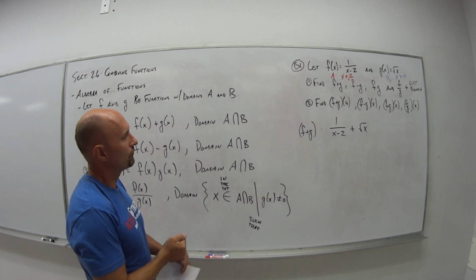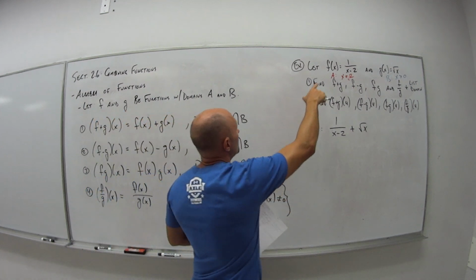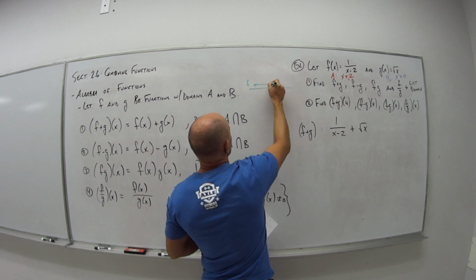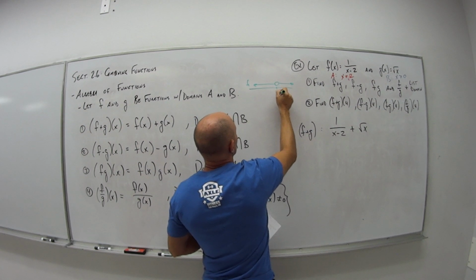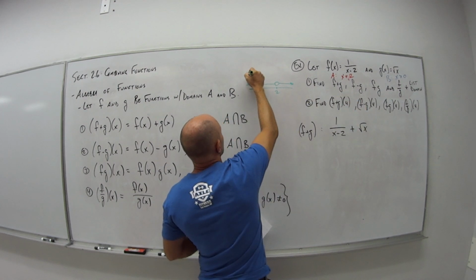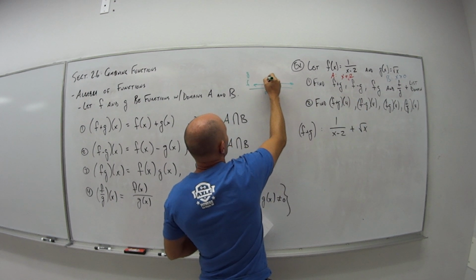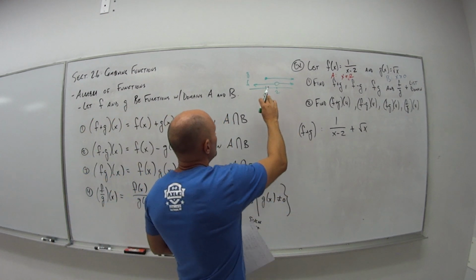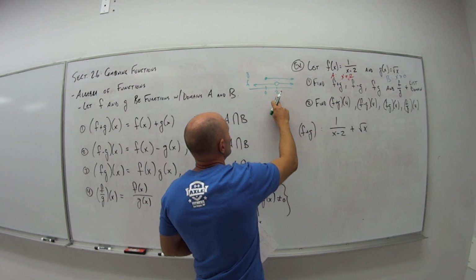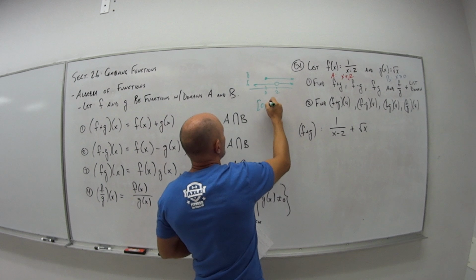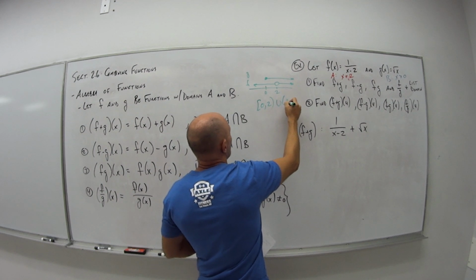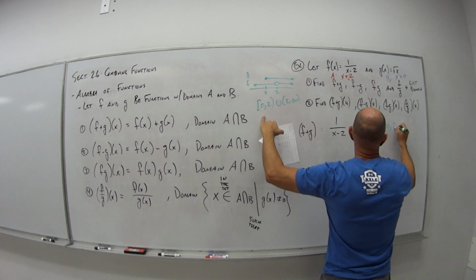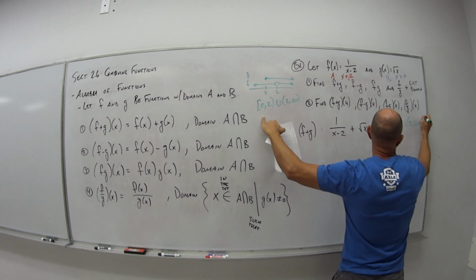So the domain for this combined function is what? Well, my f of x is everything from negative infinity up to 2 and then up to positive infinity. For g, it's everything from 0 up to positive infinity. So the intersection of this is what? Everything from 0 to infinity, but not including 2. So that's 0 up to 2 with a parenthesis, union 2 up to infinity. So that's my domain here. 0 up to 2, union 2 up to infinity.